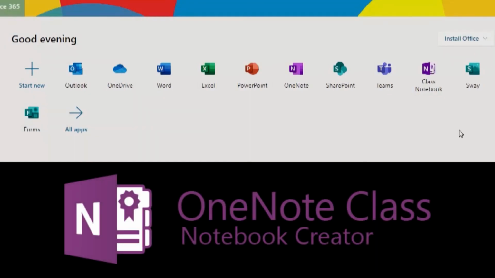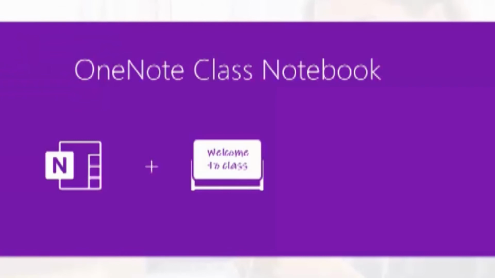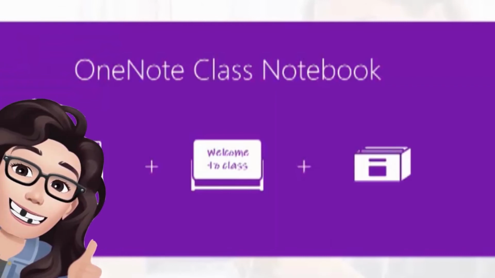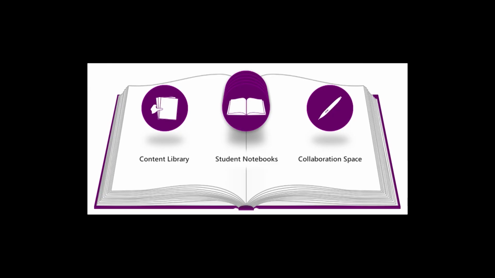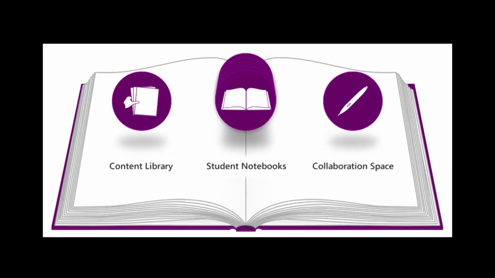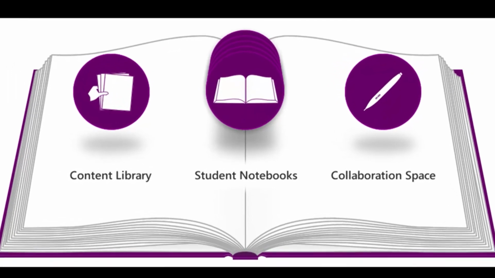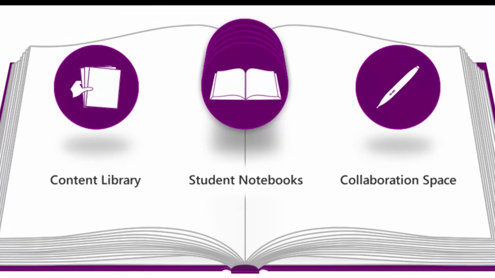OneNote Class Notebook is a digital tool that's a lot like a physical notebook, a whiteboard, and a filing cabinet all in one. You can stay organized and keep track of student work. You can provide feedback to students as well. It's also a personal workspace for students, a library for resources, and a place for students to collaborate on lessons and activities.